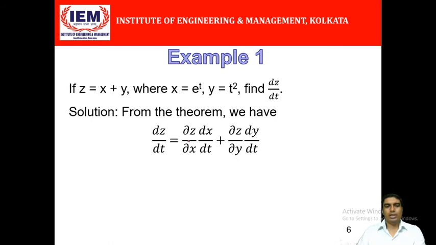The formula is ∂z/∂x into dx/dt plus ∂z/∂y dy/dt. Now ∂z/∂x will be 1, and dx/dt will be e to the power t, and ∂z/∂y is also 1, and dy/dt equals 2t. By simplification, you will get this one. So this is the total derivative of z with respect to t.